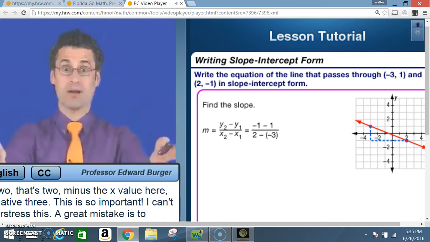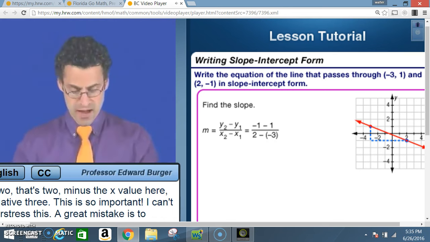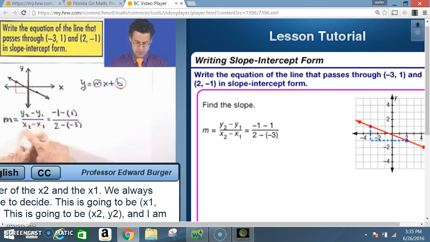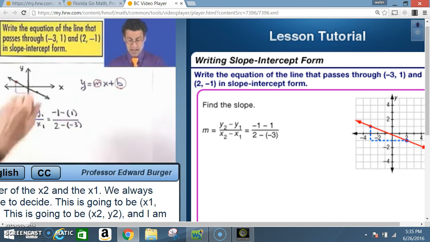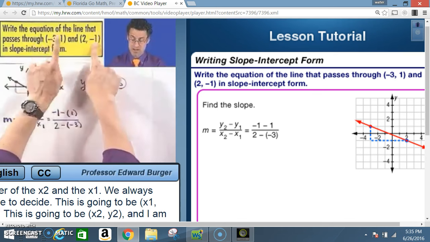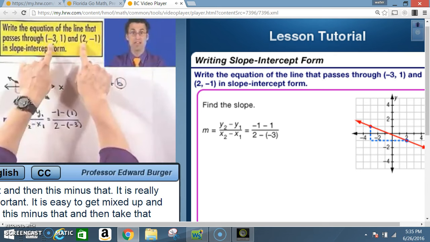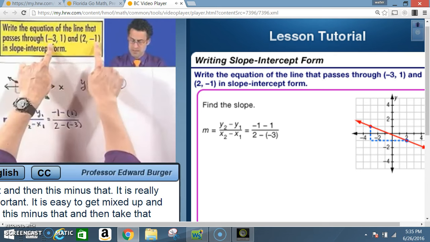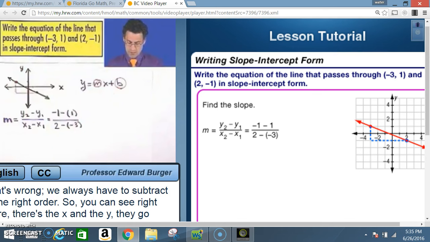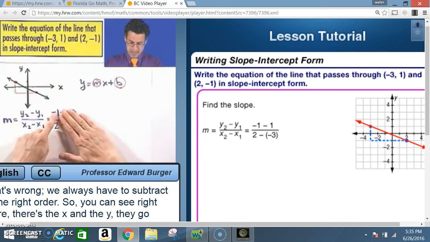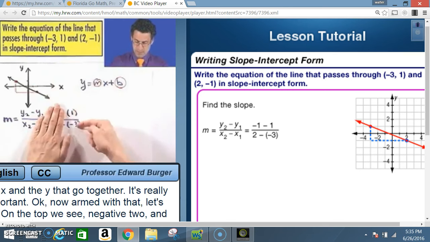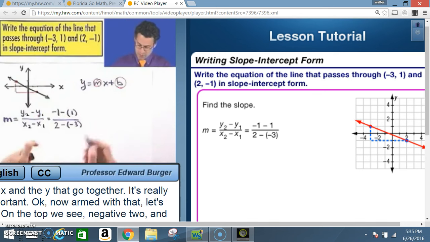This is so important, I can't overstress this. A great mistake is to switch the order of the x2 and the x1. We always have to decide, this is going to be x1, y1, this is going to be x2, y2, and I'm going to take this minus that, and then this minus that. It's really important. It's easy to get mixed up and say this minus that, and then take that minus this. That's wrong. We always have to subtract in the right order. So you can see right there, there's the x and the y that go together, and there are the x and the y that go together. It's really important.